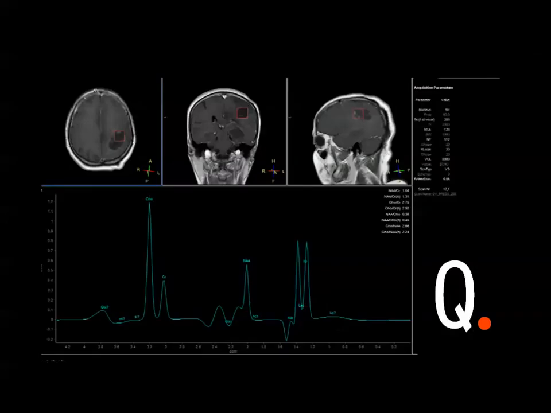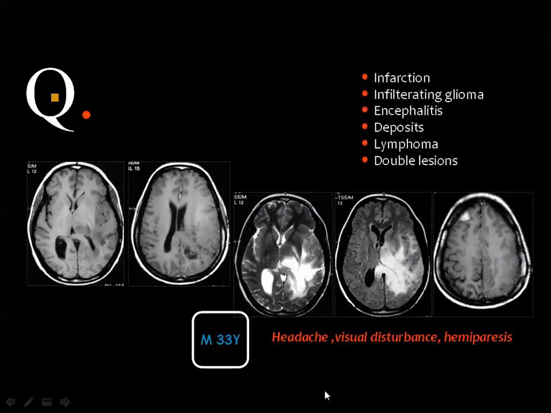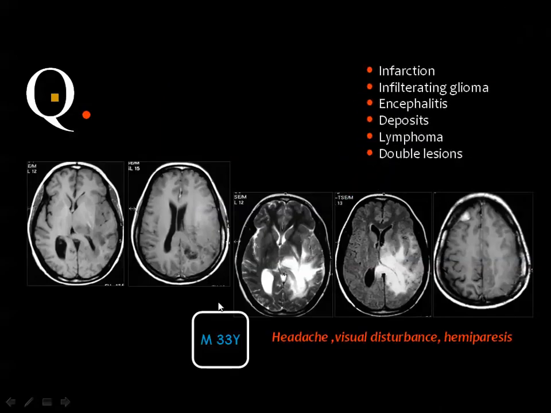Okay, we can move from this one because we do not yet have the lecture of spectroscopy. Then you see this in axial MRI T1 and T2 and FLAIR and contrast. This patient presented with headache, visual disturbance, and hemiparesis. He is 33 years old.